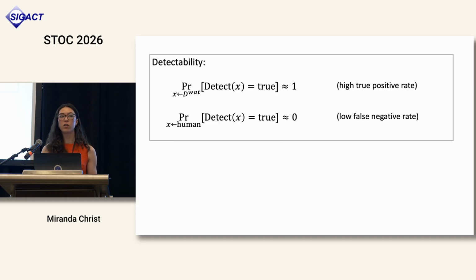And so the first goal that we have of watermarks is to actually detect them in the content that the watermarked model generates. Detectability says that on one hand, if the content is actually generated by the watermarked model, then some detection algorithm should output true with probability close to 1. On the other hand, if you have an essay generated by a human, then the detection algorithm should output true with probability very close to 0.